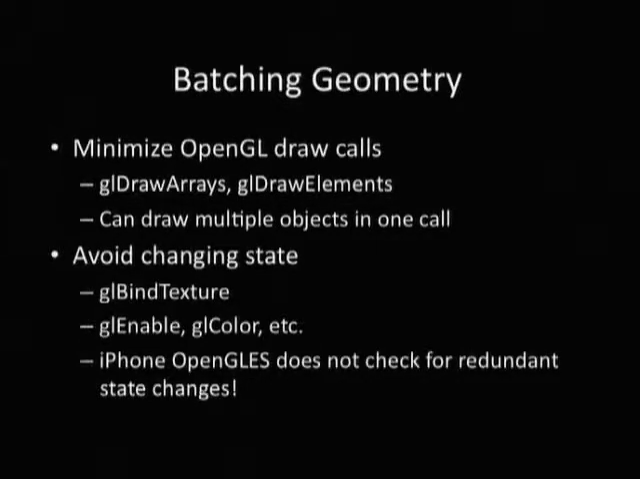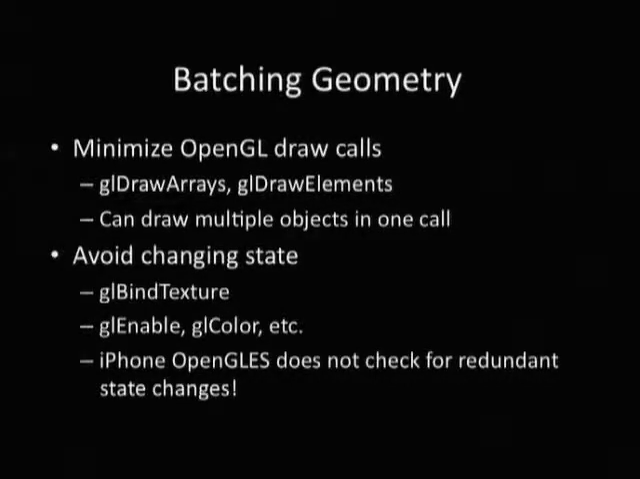The basic idea here, the basic strategy, is to minimize your usage of OpenGL. So just try to batch up all of your geometry into very large arrays that you draw once. If you have 100 objects on the screen, instead of drawing each one in turn, just put them all into a big array and do it with one draw call.